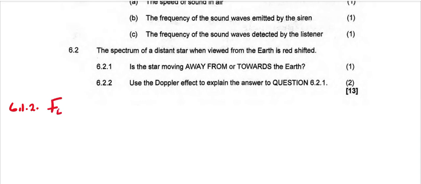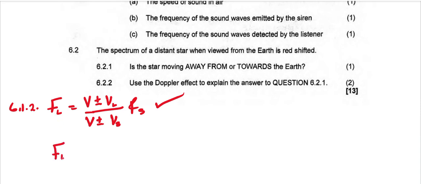We know that fL, the frequency of the listener, is equal to (v plus or minus vL) over (v plus or minus vS), times fS. This formula is on your formula sheet. Please just copy this formula as it is. You're going to get a mark for copying that formula as it is. Now we are substituting.